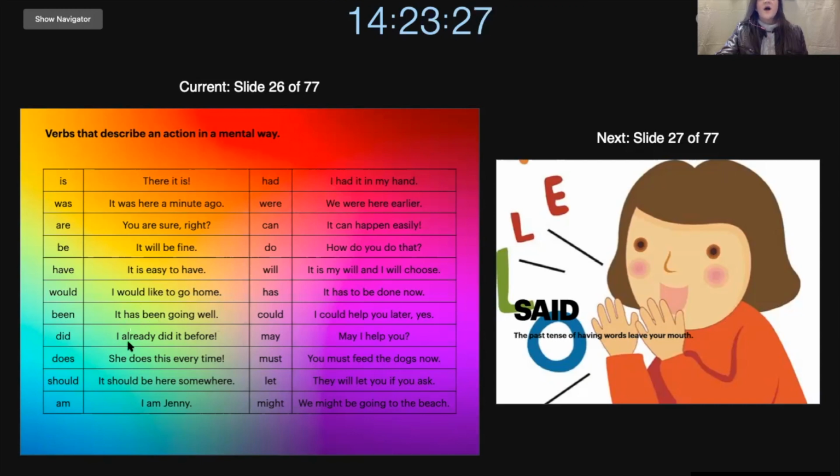Did, I already did it before. So did is the past tense of doing something. Okay, so the past tense of a verb is did. Does, she does this every time. So does is a general way of referring to something being done. Should, it should be here somewhere.